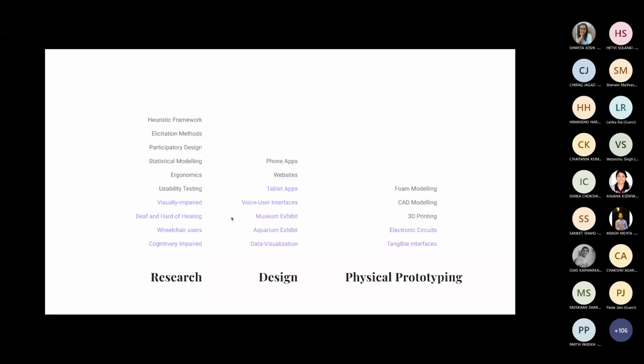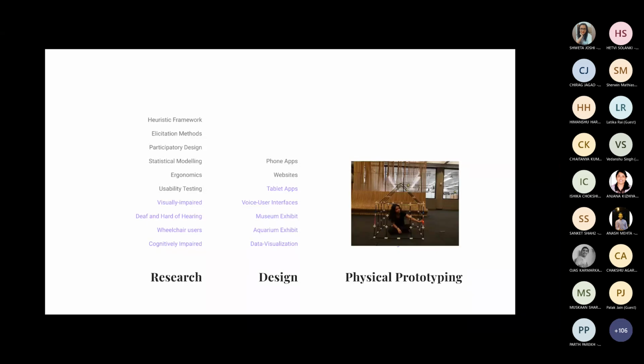And even when it comes to design, we never have had to restrict ourselves to just designing phone apps or websites. We were also able to design tablet apps or voice user interfaces. We had the chance to work with an aquarium and also with a children's museum. So just trying to show you that HCI is not at all limited to just designing apps or websites. So this is an example of a physical prototyping project where we were designing a new kind of straw-based Lego set almost, where these straws had electronics embedded in them. So the straw that I'm touching is a touch-based straw.